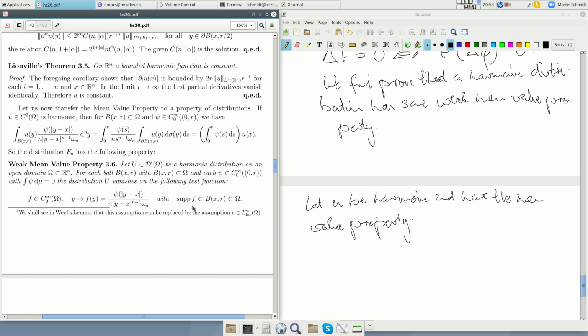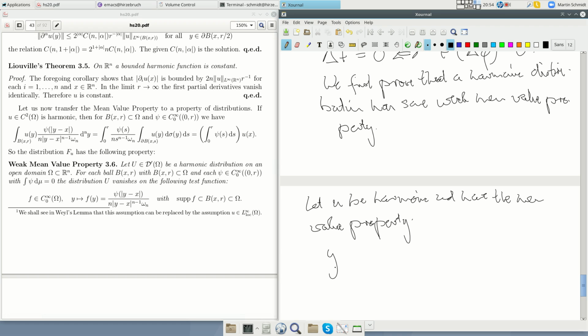We claim the support sits inside this ball, because phi has compact support in the interval from 0 to r. So if the distance of y to x is at least r, then everything here is 0. Then this is 0 and this is 0. Okay, now the absolute value y minus x. This is the square root of y minus x squared.